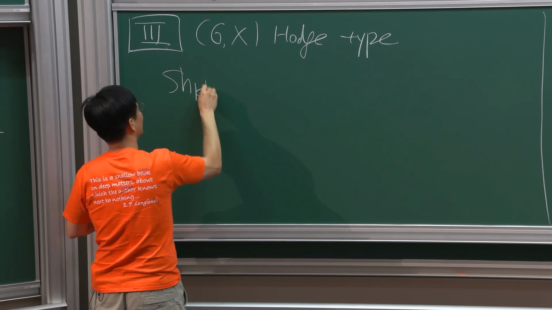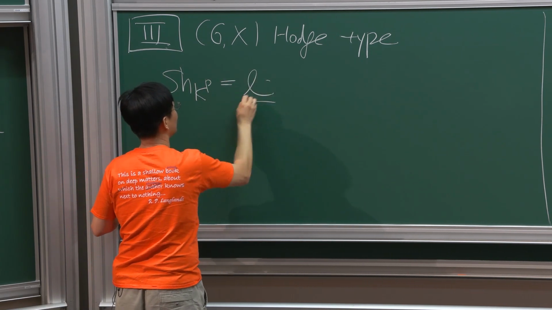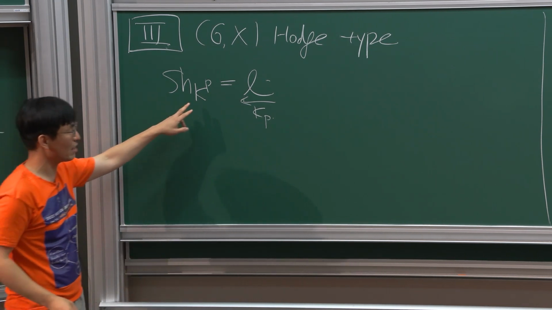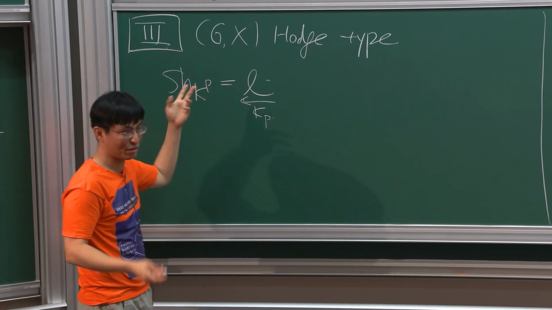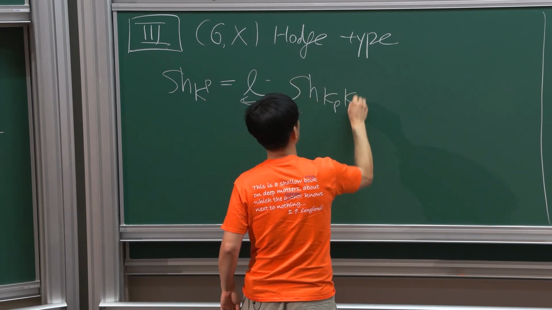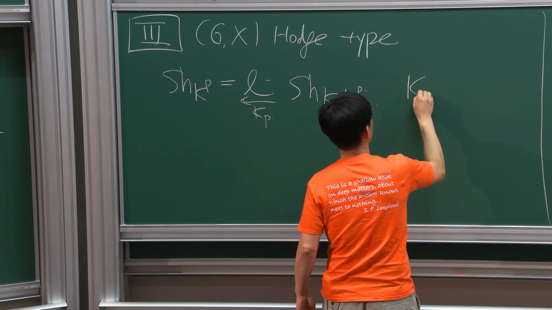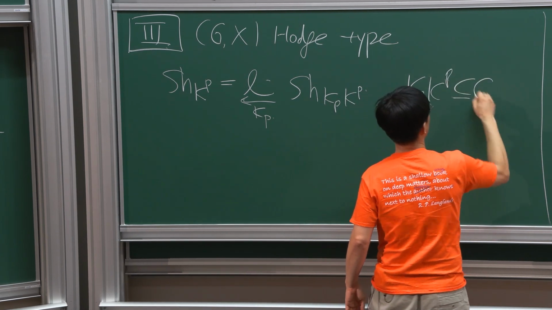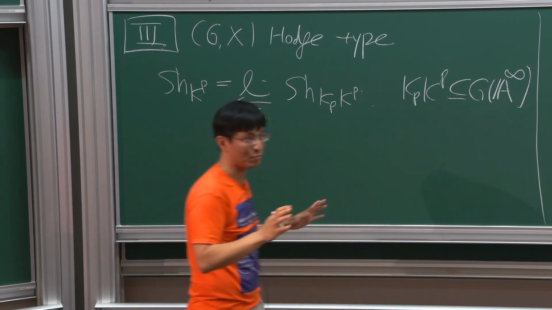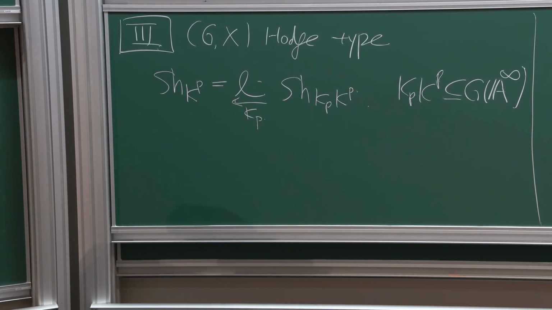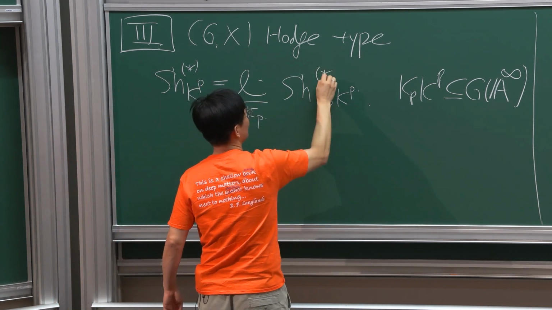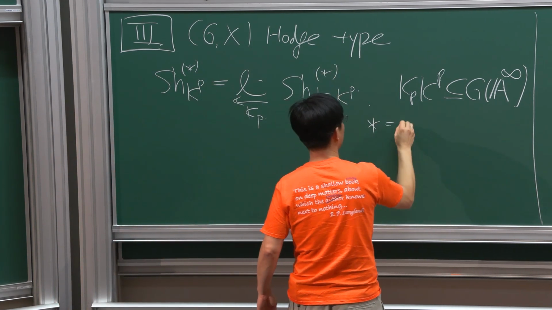Shimura variety with level K^p, where K^p means always away from p. Upper infinity means away from infinity, namely finite adèles. And if I put a star, that means minimal compactification.